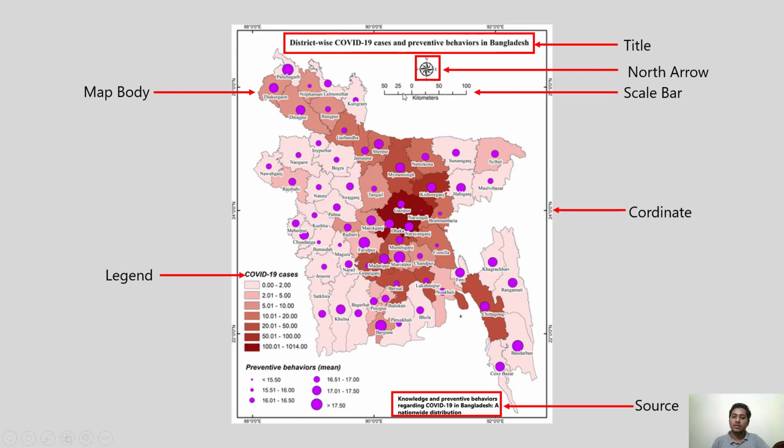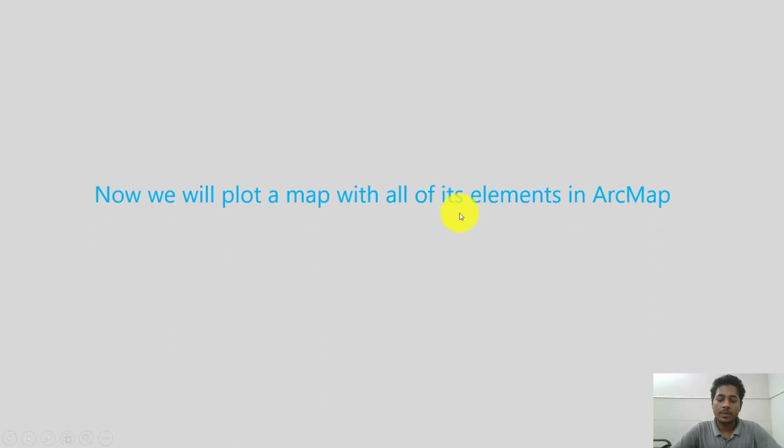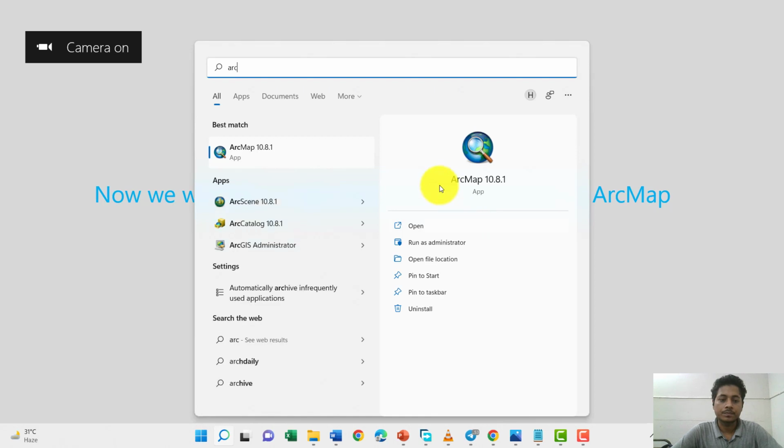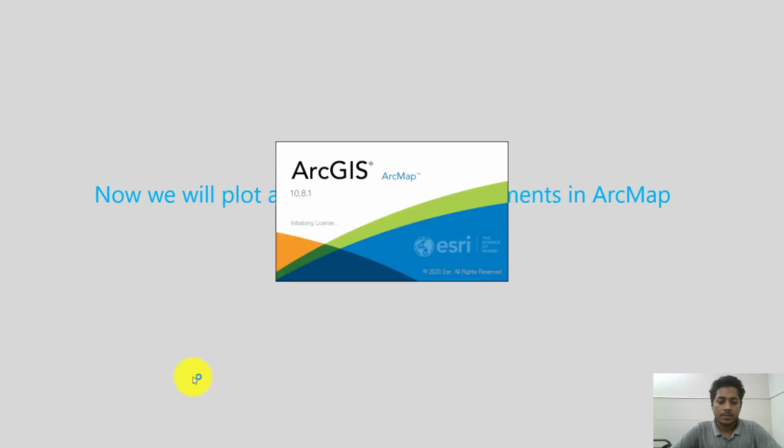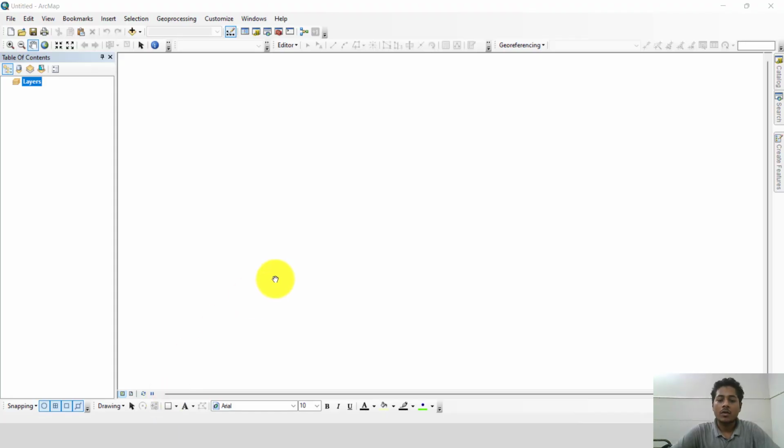Now we will learn how to plot a map with all its basic elements in ArcMap. Okay, now we will see how to plot a map with all of its elements in ArcMap. For that, first of all, we have to open our ArcMap. It's opening, it will take some time. Our ArcMap is open, and now to plot a map, we have to input our data from here, add data.